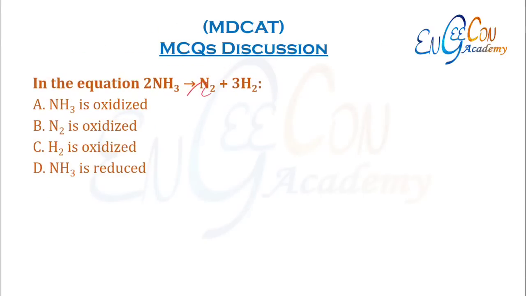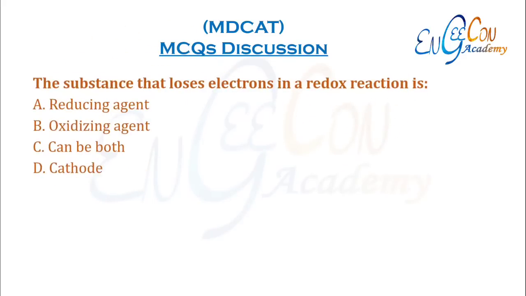In the equation, 2NH3 forms N2 plus 3H2. Now here NH3 is losing hydrogen, so it means that NH3 is being oxidized. The substance that loses electrons in redox reaction is, so we have two substances A and B. The substance which loses electrons gives these electrons to the other substance, so it is oxidized itself but it reduces the other substance, so it is called reducing agent. So A is the correct option.